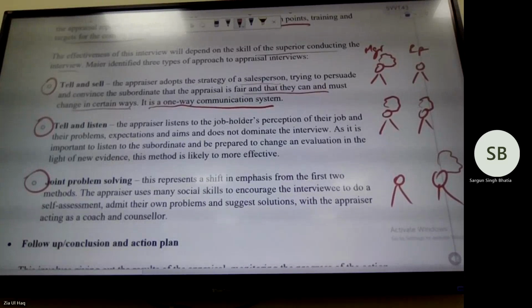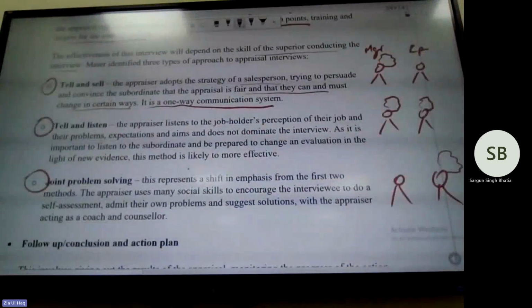And tell and listen is highlighting the employee's problem as well as allowing him to explain and justify his position. So the appraiser listens to the job holder's perception of their job and their problems, expectations and aims, and doesn't dominate the interview. As it is important to listen to the subordinates and be prepared to make changes and evaluation in the light of new evidence, this method is likely to be more effective because you are not just explaining the issues, you are allowing the other person to justify his position.